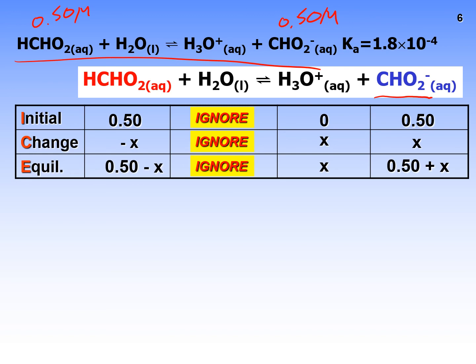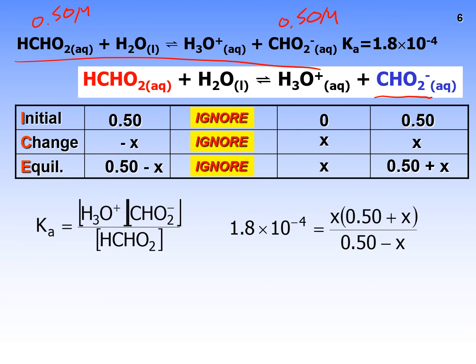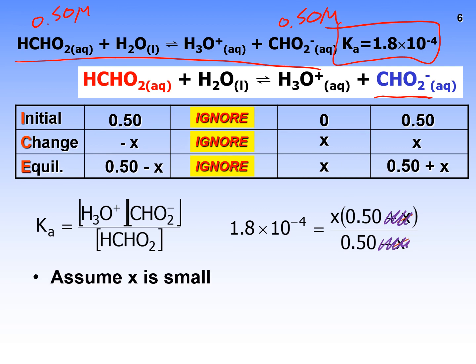We do our change, we add initial and change rows, we get 0.5 minus x, 0.5 plus x, and we can set this all equal to our equilibrium constant because we were given that here, and solve for x. And x will be equal to our H3O plus concentration. Now, I am definitely going to be using the 5% rule here, so I'm going to cross off the plus x and minus x. This basically tells me that x is equal to Ka, because 0.5 divided by 0.5 is 1. 1 times x is equal to 1.8 times 10 to the negative 4.